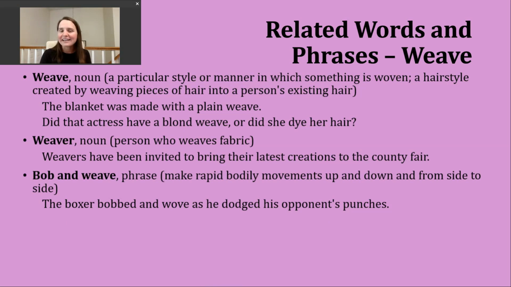So, how you might hear it used would be something like this: the boxer bobbed and wove as he dodged his opponent's punches. Right? So, to try not to get hit, sometimes you might reach up that way, then down here, and go kind of side to side.